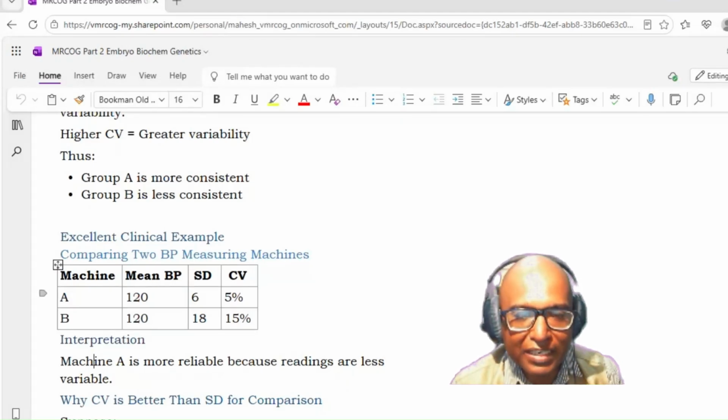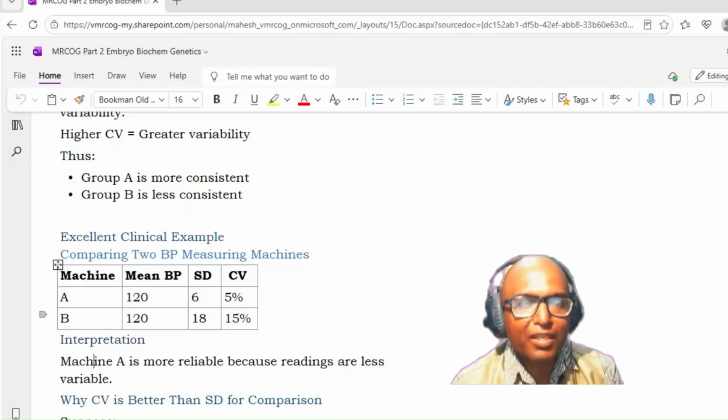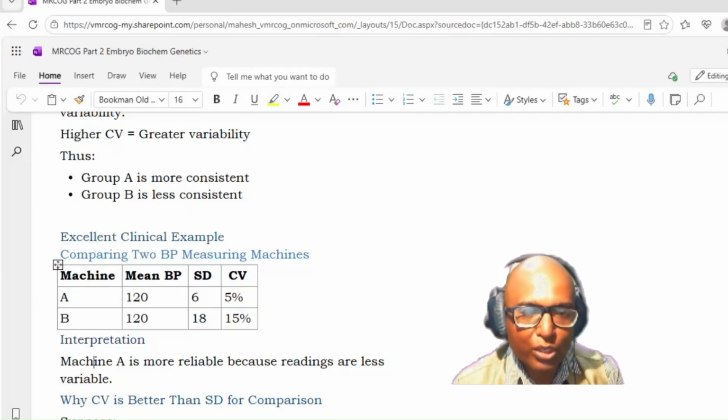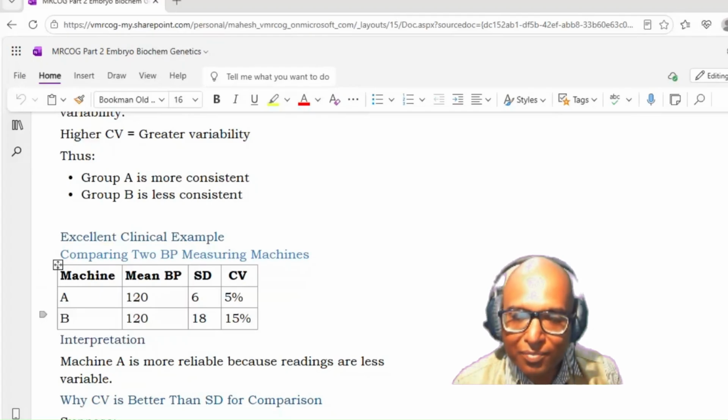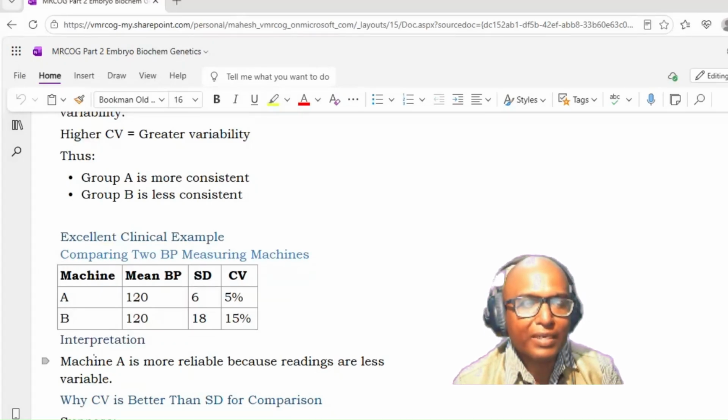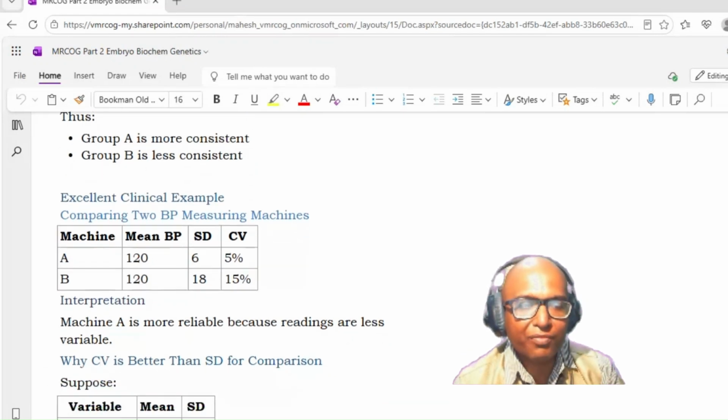Now which machine is better? Machine A is better or machine B is better? Here machine A is going to be better because it is showing consistent observation while the other is showing variation in the observation. So machine A is more reliable because readings are less variable. So why is CV, coefficient of variation, better than SD for comparison?